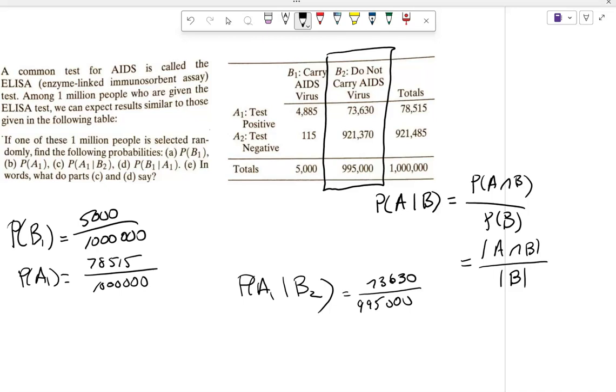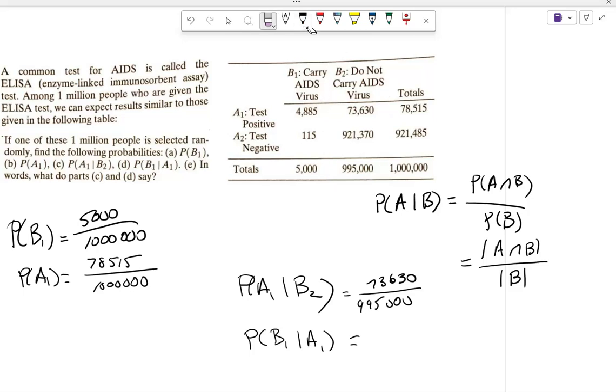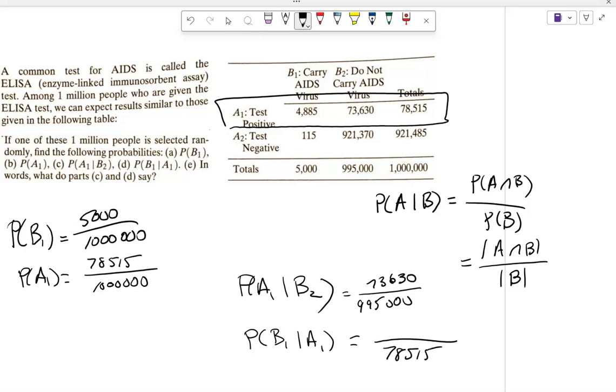What about the other way around? Not the other way around, but part D. What do we look at for part D? The top row, right? It says we're given A1, so I don't care about anything else except for the top row, right? So what's your denominator going to be if I'm just looking at the top row? Good. And the numerator will be good, 4885. It's a 5. Still a 5.